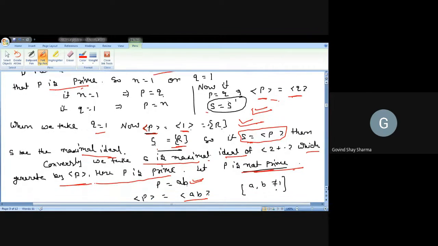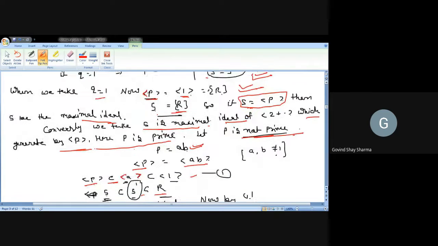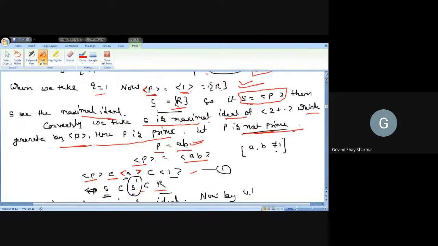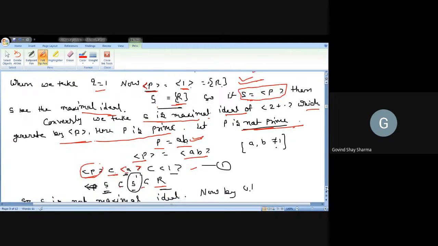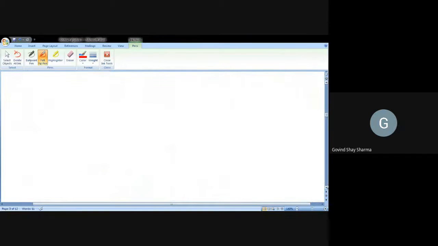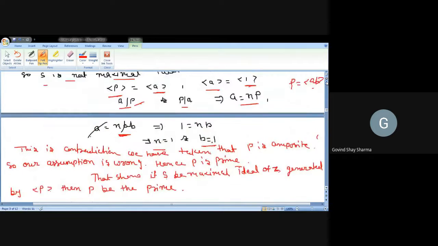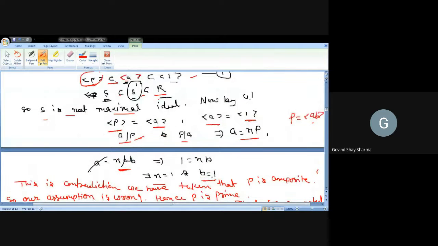Now we assume that P is not prime. P is not prime, so we take it as composite. If it is composite, then the ideal generated by P is a subset of the ideal generated by A. That means there is also an ideal between S and R. So this contradicts our assumption. So it is not prime, and it is not a maximal ideal. So we can conclude that if an ideal is maximal, then it is prime, and if it is prime, then it is maximal.